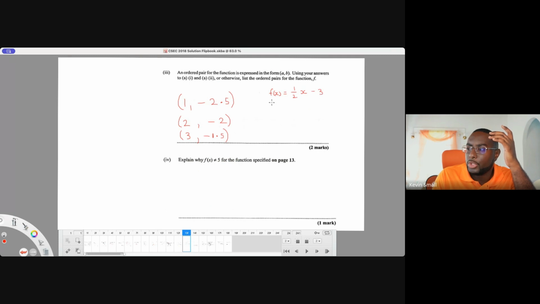And if I choose to put in the number 3, remember 3 is one of the possible inputs for this function. So I will put in a 3 here. So that means a half times 3 minus 3. A half of 3 is 3 divided by 2. Take away 3, and I get negative 1.5. So that's where you got the negative 1.5 from, Omar.